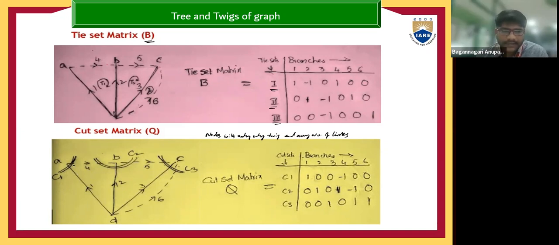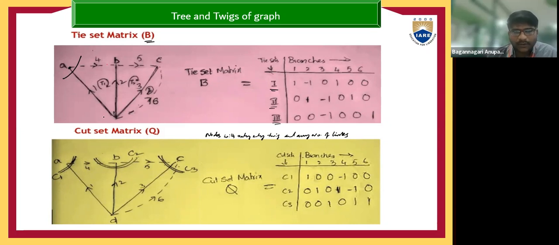See, forget about these cross lines. This is a tree, right? This A, 1, 2, 3 has formed a tree. 4, 5, 6 are the links. Suppose for considering a cut set, what's the condition we should have? At a node A, it should have only one twig and any number of links. So I can consider this as a cut set line, where the condition to be satisfied is that it should have only one twig.